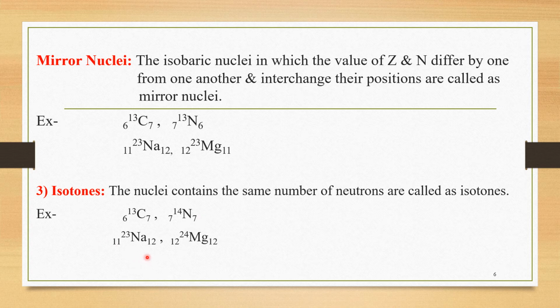The second simple example is the nuclei of sodium and magnesium, having an equal number of neutrons, so they are called isotones of each other.